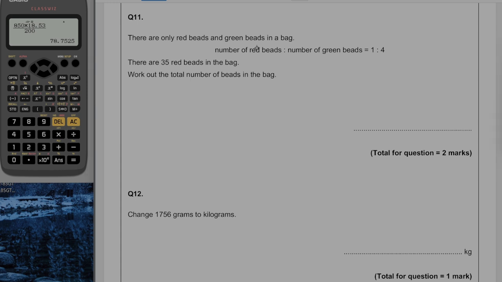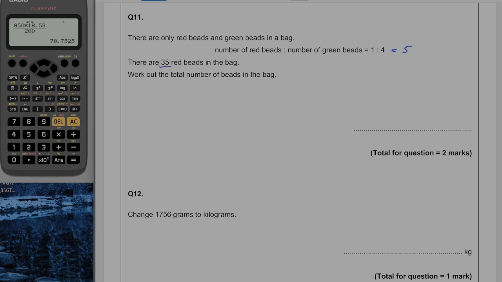There are only red beads and green beads in a bag. The ratio of the number of red beads to the number of green beads is 1 to 4. There are 35 red beads in the bag. Work out the total number of beads in the bag. Okay, so that means that there are 5 parts. So each part is going to be worth... Oh, no, sorry.